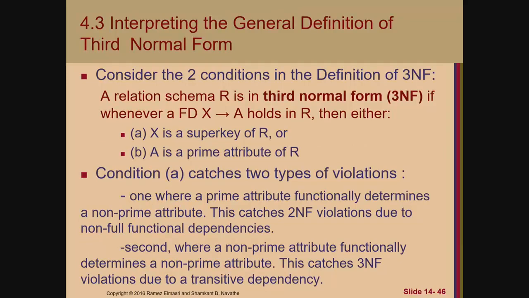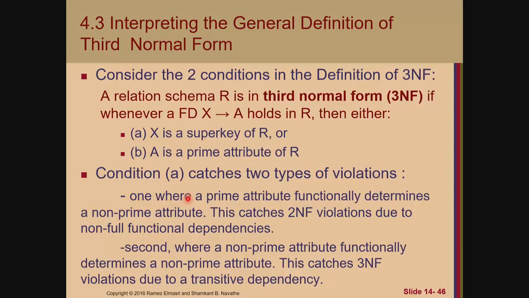Interpreting the general definition of third normal form. Consider two conditions in the definition of third normal form. A relation schema R is in third normal form if whenever... this one is already talked about. X is a superkey of R, or A is a prime attribute of R. Condition A catches two types of violation.